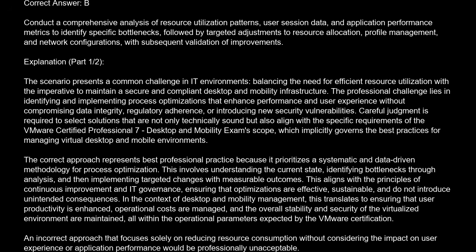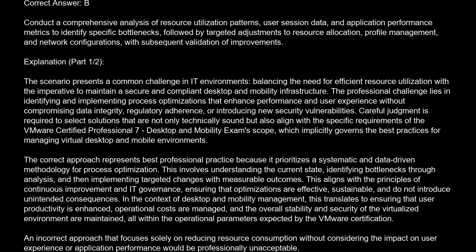Explanation. The scenario presents a common challenge in IT environments, balancing the need for efficient resource utilization with the imperative to maintain a secure and compliant desktop and mobility infrastructure. The professional challenge lies in identifying and implementing process optimizations that enhance performance and user experience without compromising data integrity, regulatory adherence, or introducing new security vulnerabilities.